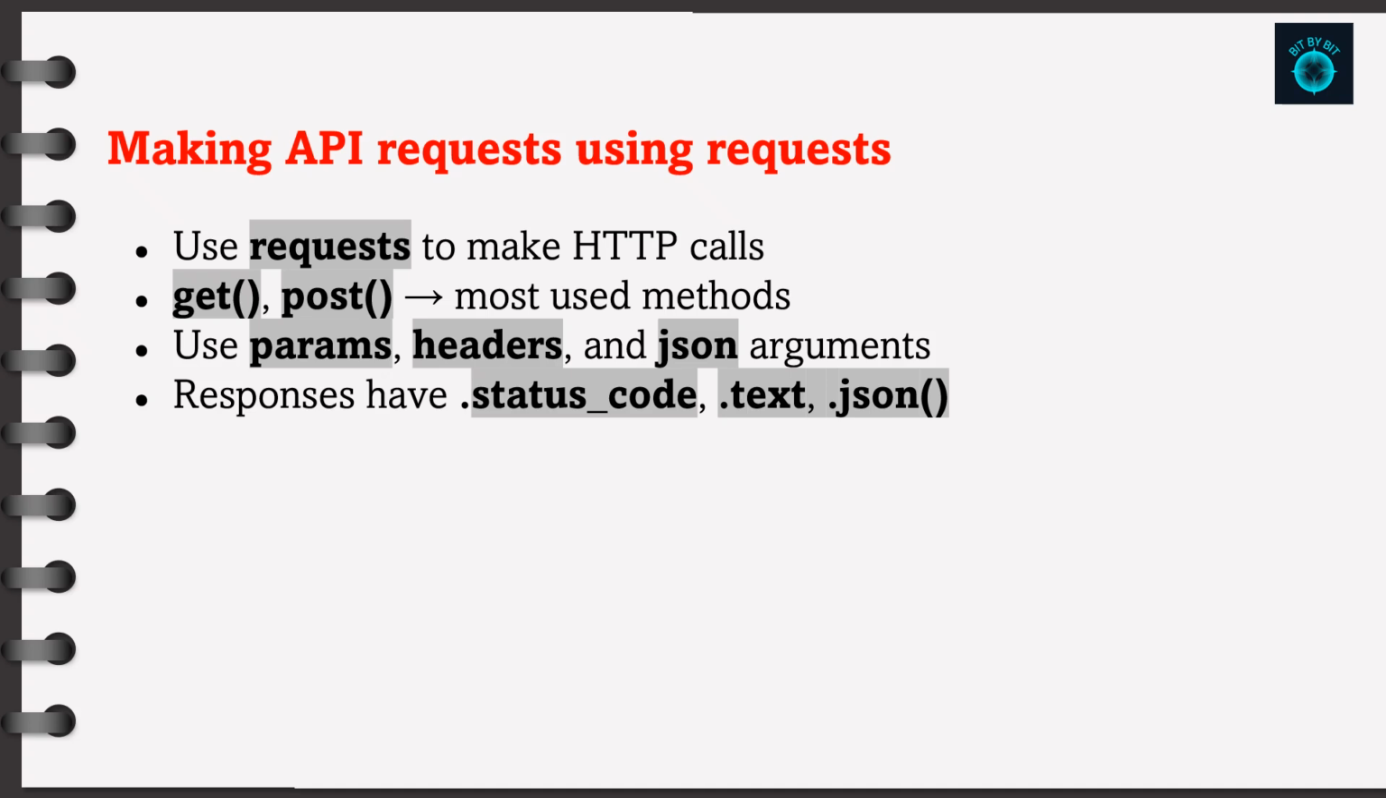The most common types of requests are GET and POST. GET is used to retrieve data from a server. POST is used to send new data to a server, like when you submit a form.